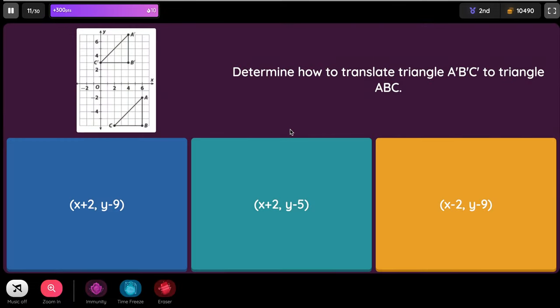Determine how to translate triangle A prime, B prime, C prime to triangle ABC. So x plus 2, if I choose point A prime, you can choose any of the three points. So I'll choose A prime, x plus 2, because you're sliding to the right by 2 units. And then you go down, so it's y minus 1, 2, 3, 4, 5, 6, 7, 8, 9. So it's x plus 2, y minus 9.